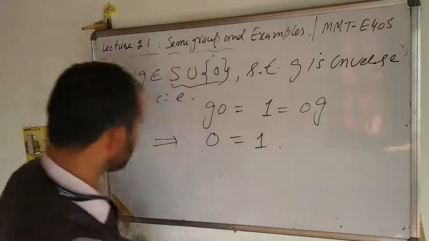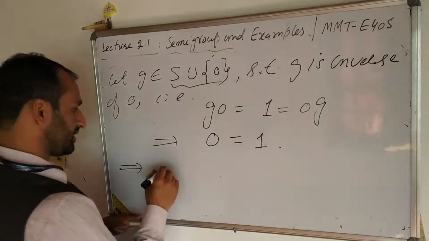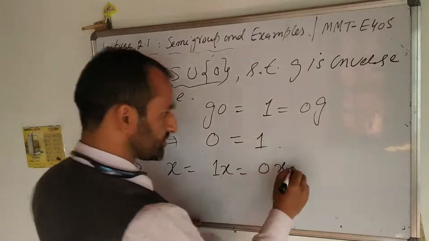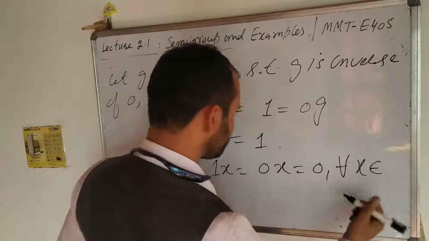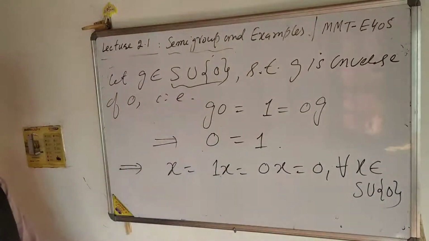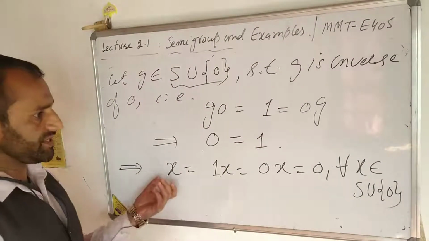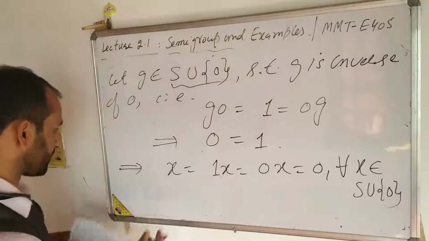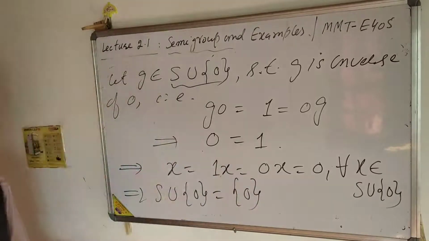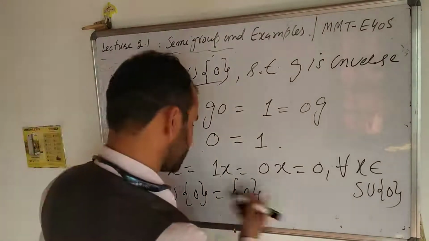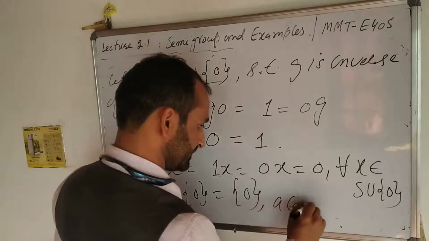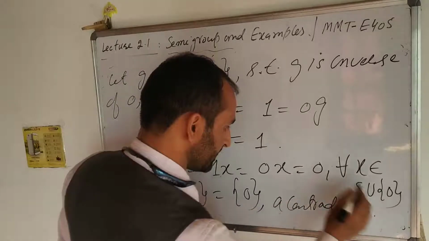So in that case, this gives x, which is equal to 1 times x, which is equal to 0 times x, which is equal to 0, for all x in S union 0. So whatever element is in S union 0 is equal to 0, which implies S union 0 is equal to 0, which is a contradiction. A contradiction.